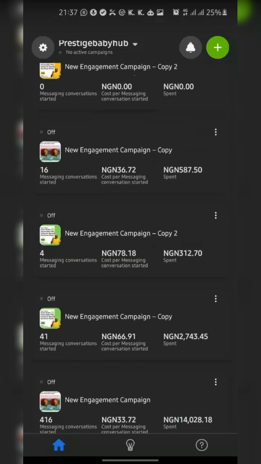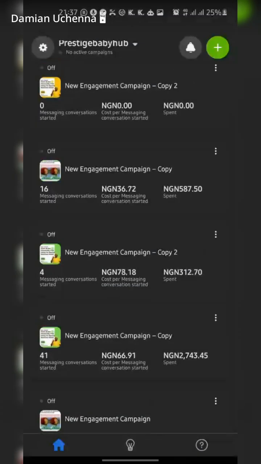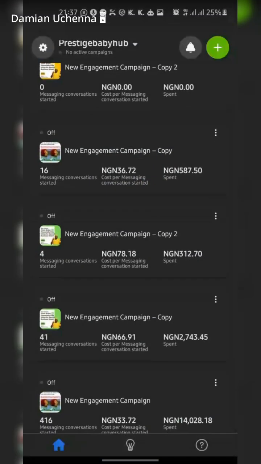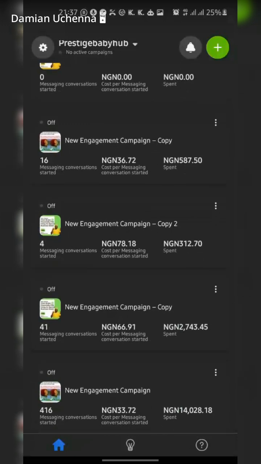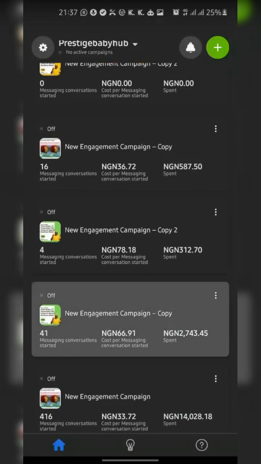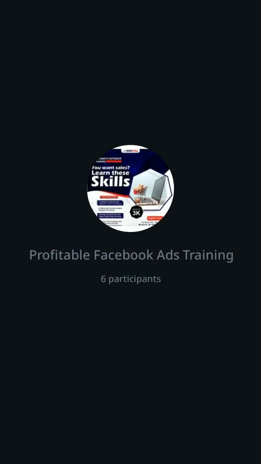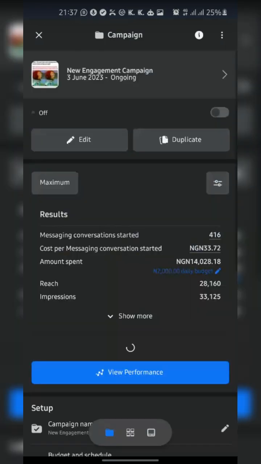All right, so see this one here. Crazy stuff. Gave us 32. So this was the one we wanted to use. But all the ones we are getting are pretty much expensive. Then see the one that gave us 416 messages here. So now let me show you the ad creative that I used for it.